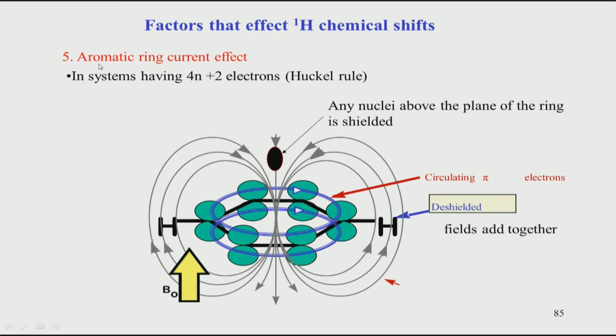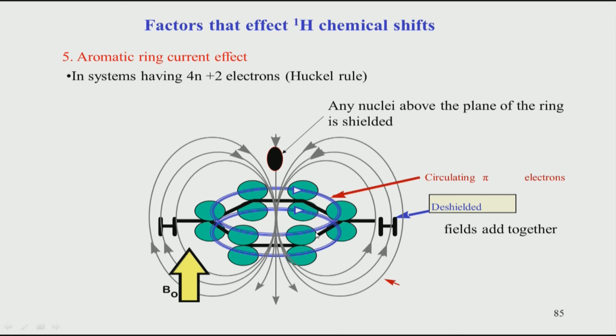This is typically observed only in aromatic rings, and this is called the ring current effect. In aromatic systems there is a delocalization of electrons around the aromatic ring, which is shown schematically here. Remember, any movement of charge generates a magnetic field, and therefore, because of the circulating pi electrons, there is a magnetic field around this particular ring. The magnetic field lines are shown here by these grey arrows. You can see the magnetic field goes into the plane of the ring and then comes out.